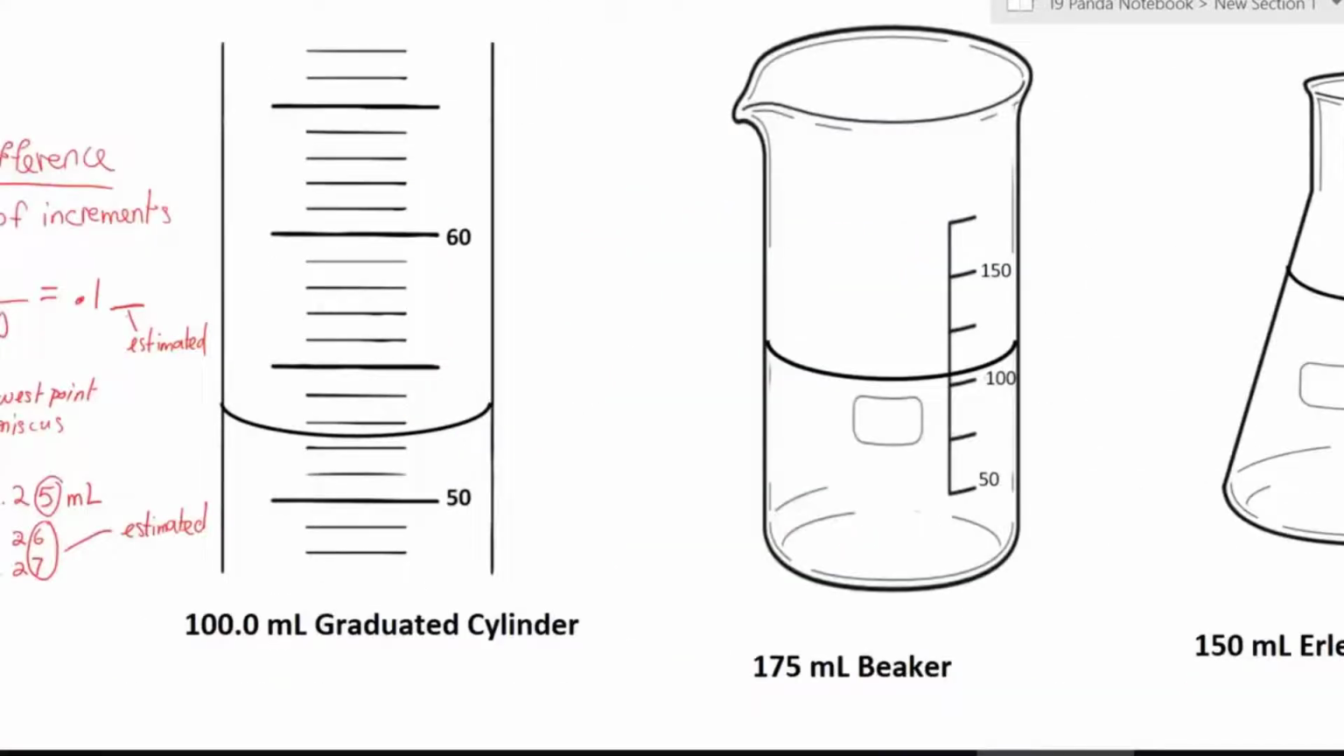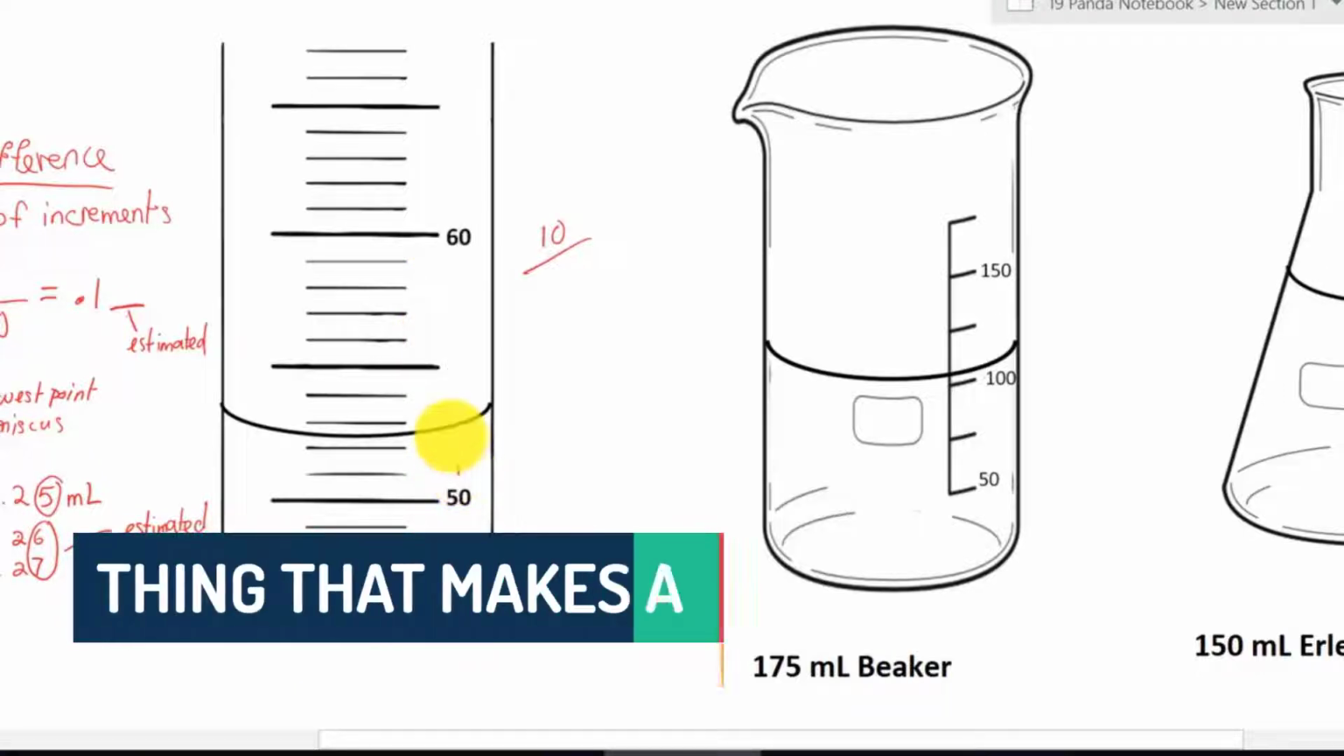So let's move on to our next reading. This one is a 100.0 milliliter graduated cylinder. So we use the same formula. The difference divided by the number of increments. 60 minus 50 will give you 10, divided by your number of increments. So you have to count your increments from your 50 to your 60.